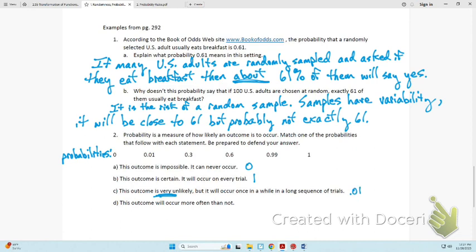Yeah, 0.3 is not a majority. Like majority of the time it's not going to happen. But yet I wouldn't say it was very unlikely. 0.01 is for sure very unlikely. This outcome will occur more often than not. They're trying to say it's just a little bit over majority, so 0.6. 0.99, it's going to happen just about every time, really close to every time, but not all the time. So the last two are a little argumentative, but hopefully that made sense.